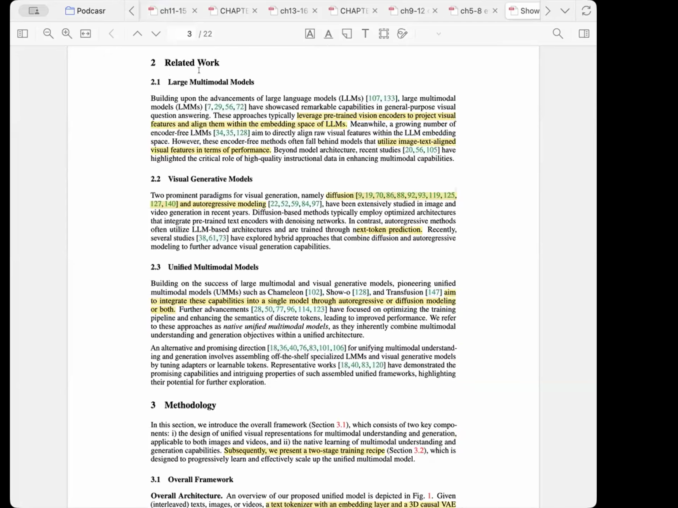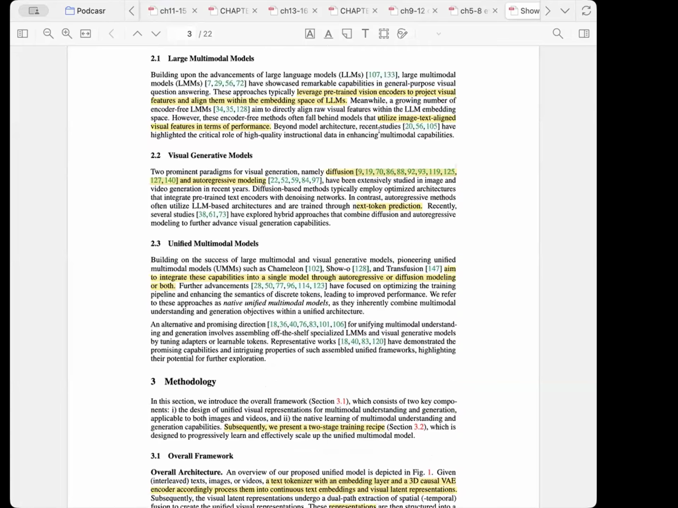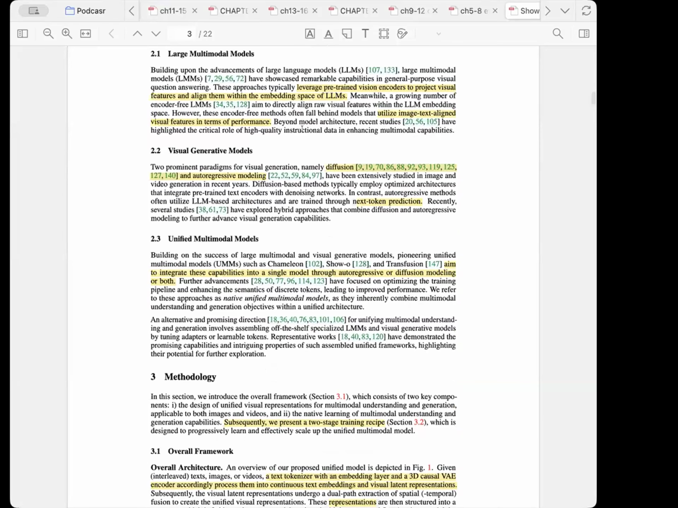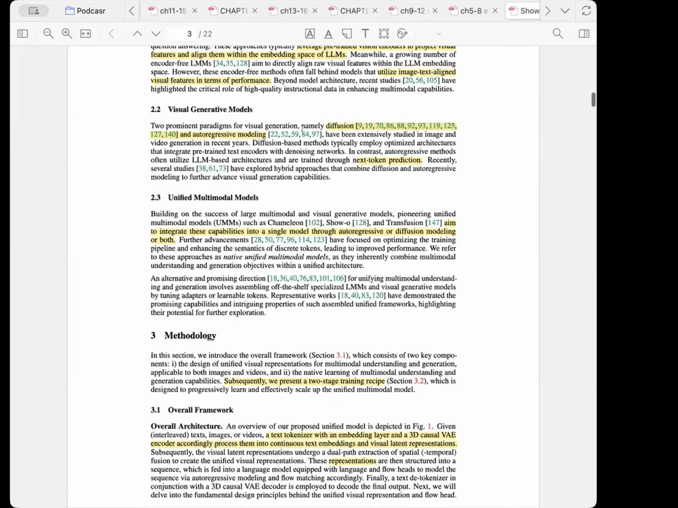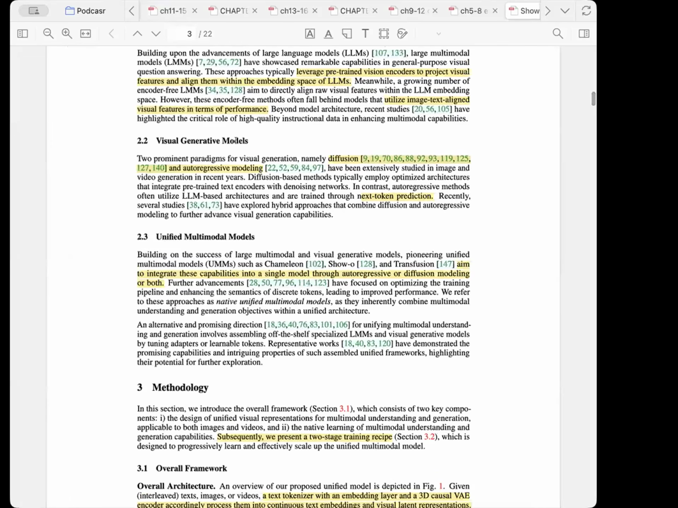So the second part is the related work. This part helps provide a holistic picture of the current UMM and the large multimodal models. I think the gap for LMM is that it has utilized image-text aligned visual features in terms of performance. So basically, I think it means the image-text part is not that good. So it wants to go beyond this to have a model that can deal with both the performance of the image and also the performance of the language knowledge.